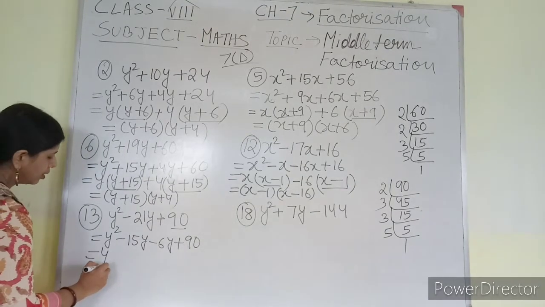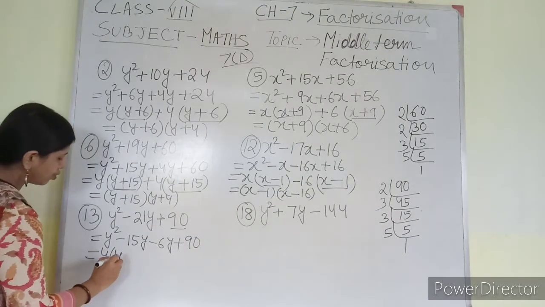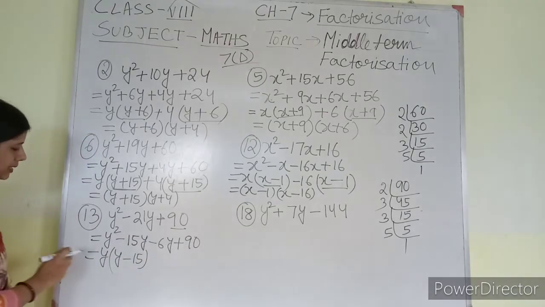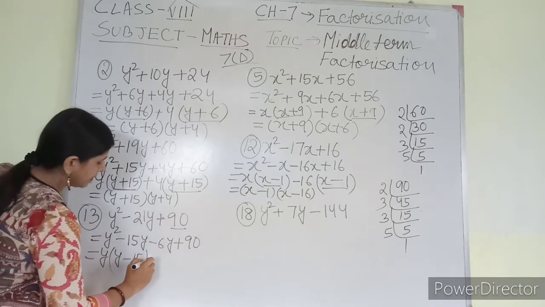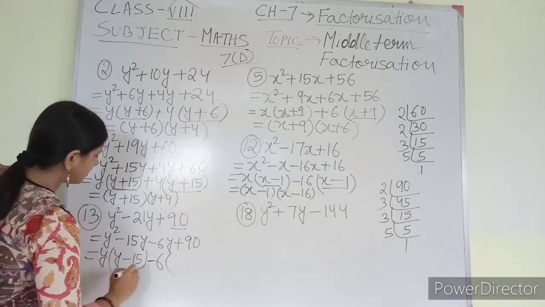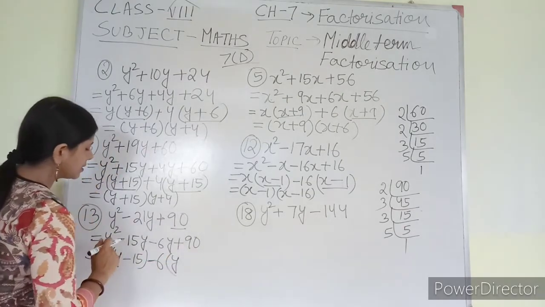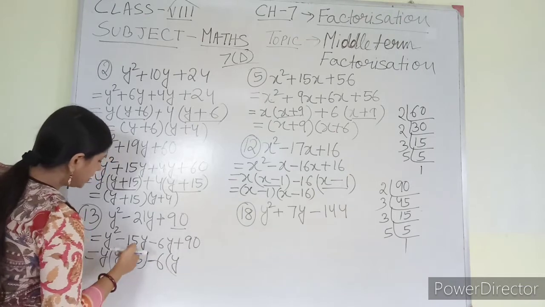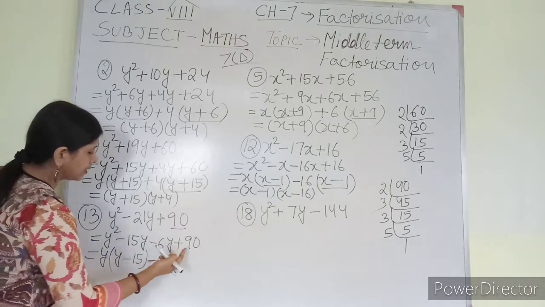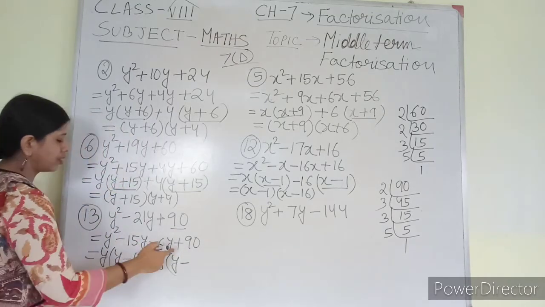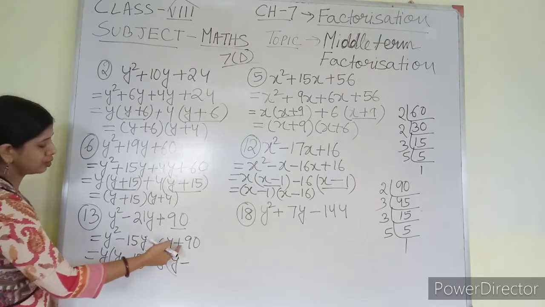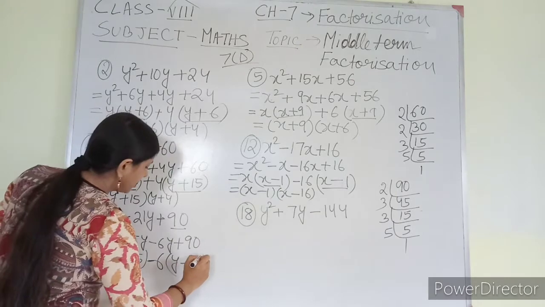Now take y as common, so y minus 15, from here y has been taken, 15 is left. Again here the negative sign I am taking as common and 6 I am taking as common. So what is left here? Y. Here what is left? 6 into 15 is 90. 6 is already there, so 15 is left. But the sign will be negative because positive sign was here, but I have taken common as negative sign. So this sign must be negative.